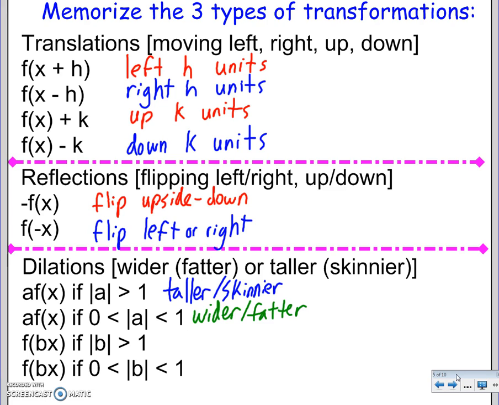All right, and f of b x, that's stuck with b, it's stuck with x inside. Again, if b is bigger than 1, it's going to make the graph taller or skinnier. And if b is between 0 and 1, meaning a fraction, it's going to make the graph, again, wider or fatter. So wider. And I'll show you how to use this in the next slide.